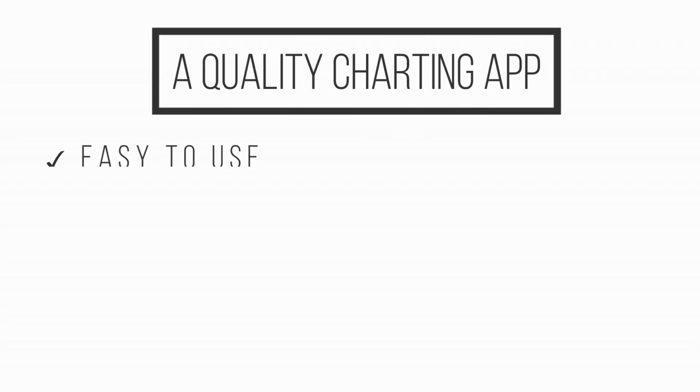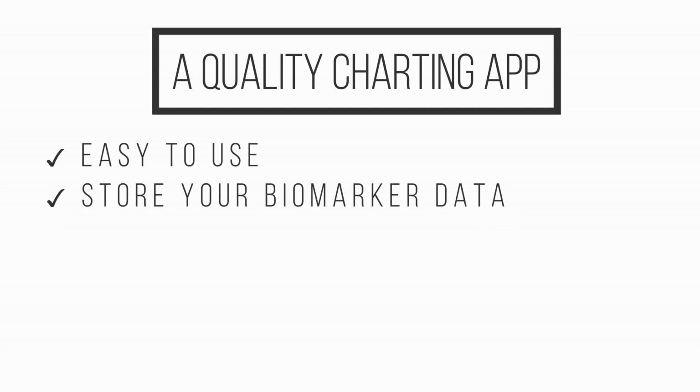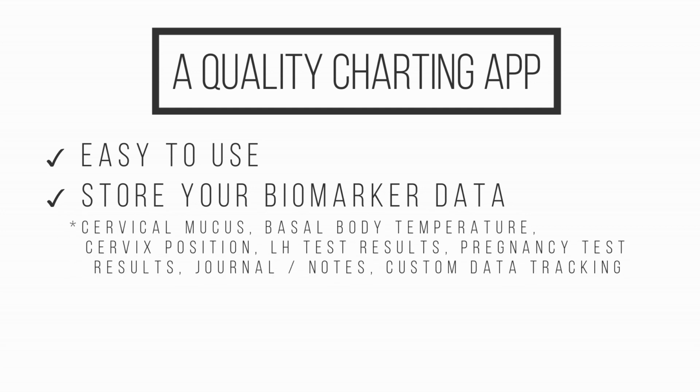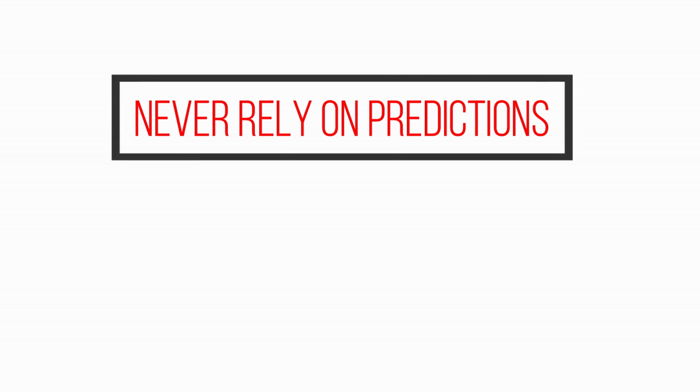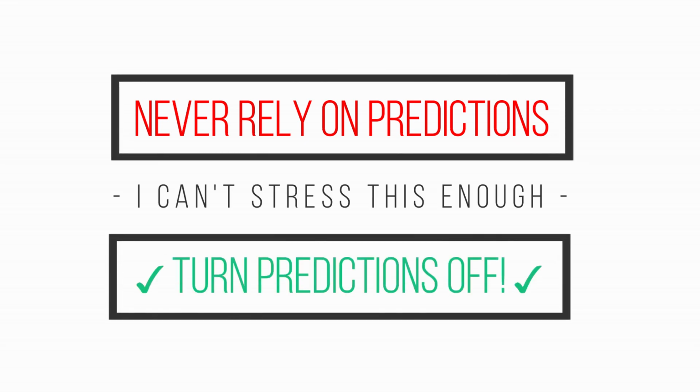It should be easy to use, allow you to store your own data like cervical mucus, basal body temperature, cervix position, LH test results, pregnancy test results, journal and notes, and then custom data tracking. It allows you to manually place your cover line and mark your temperature shift and your peak day. A quality fertility awareness method charting app should not rely on predictions, or it should at least give you the option to turn predictions off.